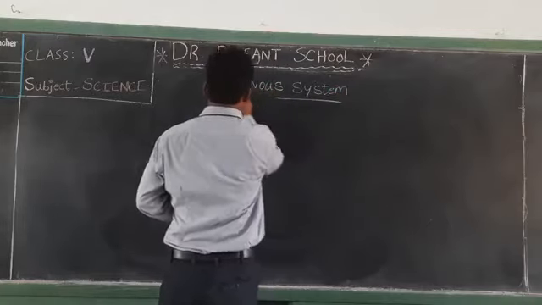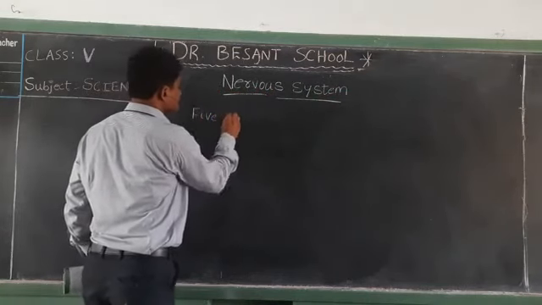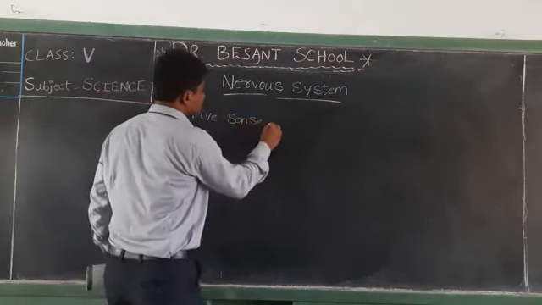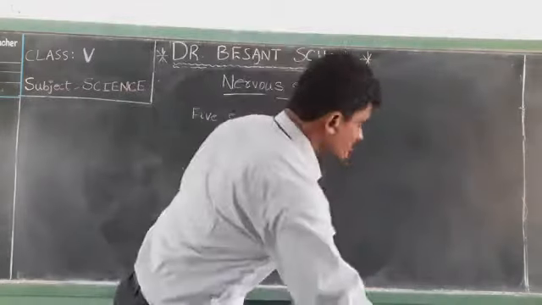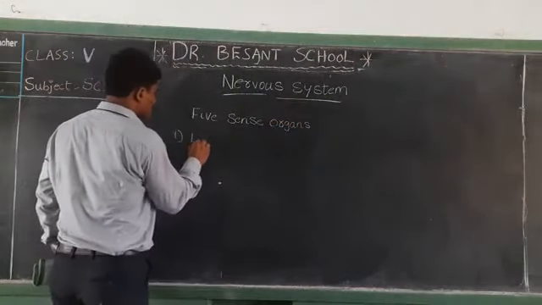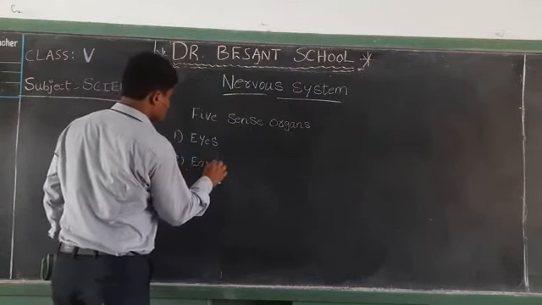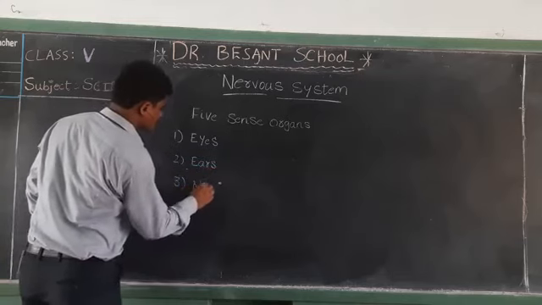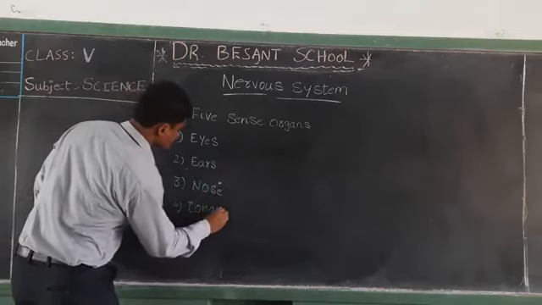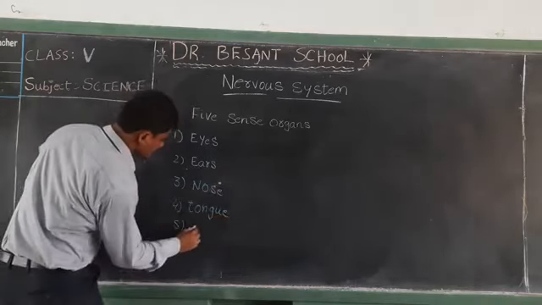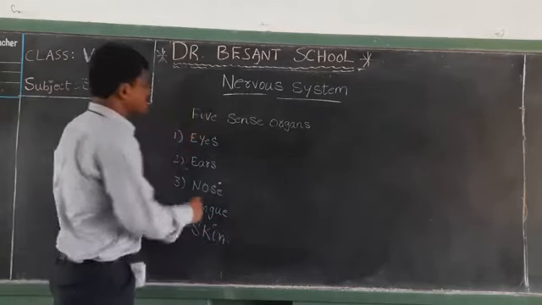As we have discussed the five sense organs with the help of diagrams, what are the five sense organs we discussed in the class? They are eyes, ears, nose, tongue, and skin. These are the five sense organs we discussed earlier in the class.